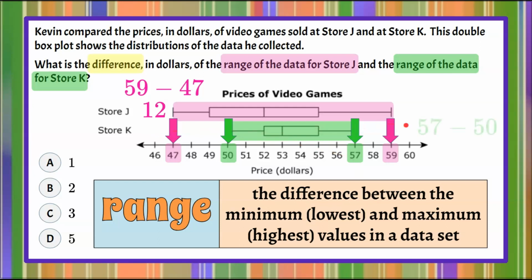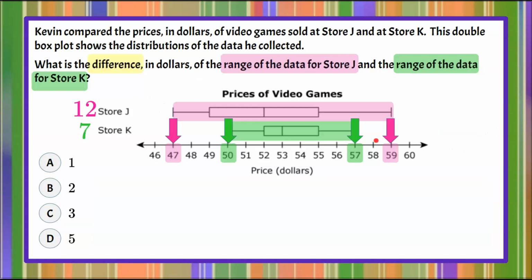So we're going to set up that math over here. We could use our number line. We know that there's a difference of 7 between 50 and 57 on our number line here representing our box plot. So now let's clear our workspace a little bit so we have some room to look at what we're actually being asked. So bringing forward that the range for store J is 12. And the range for store K is 7.